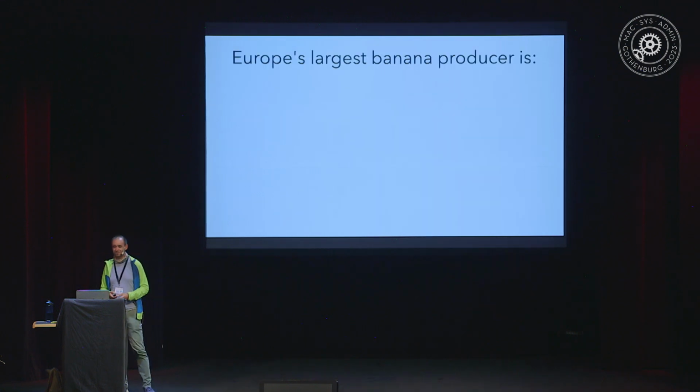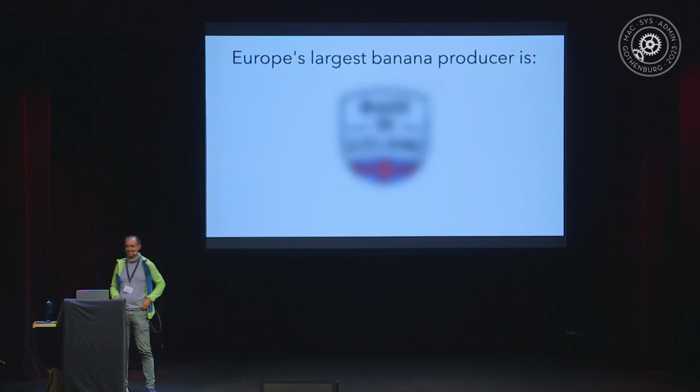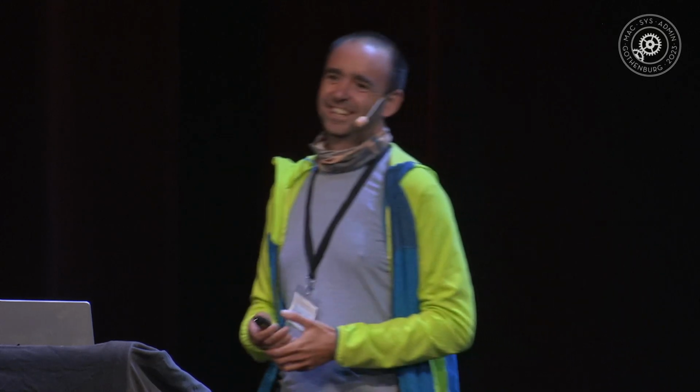But before we jump into launch constraints, do you know which country is Europe's largest banana producer? Yes, it's Iceland, because it's warmer. They actually grow bananas in warm glass houses and heat them with geothermal energy. Technically it's Spain, but because all their banana plants are on the Canary Islands, and the Canary Islands belong to Africa, it's not Europe's largest.